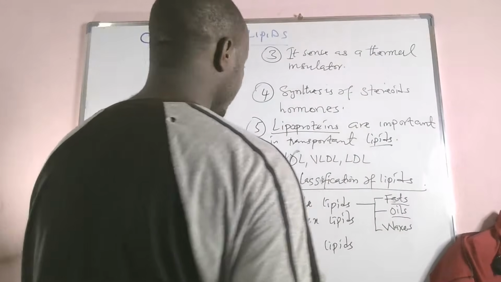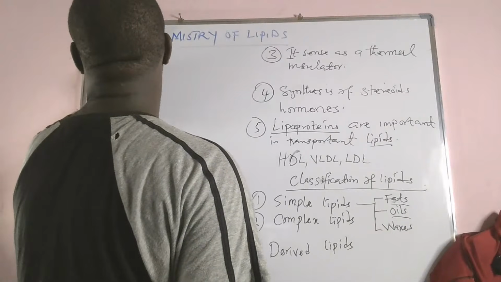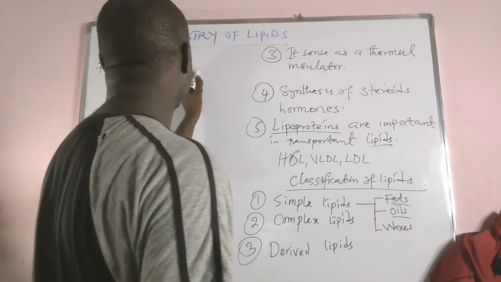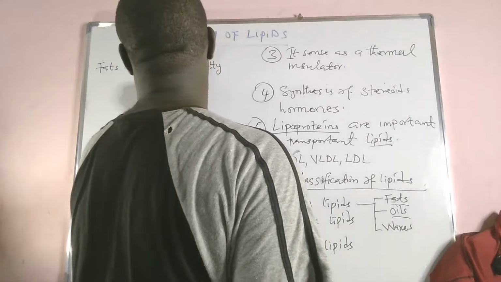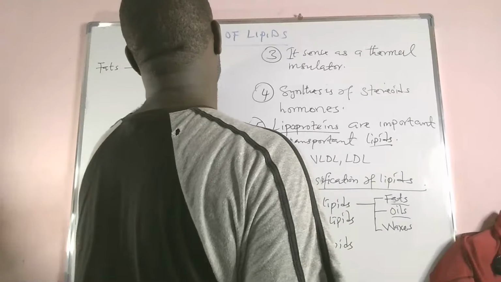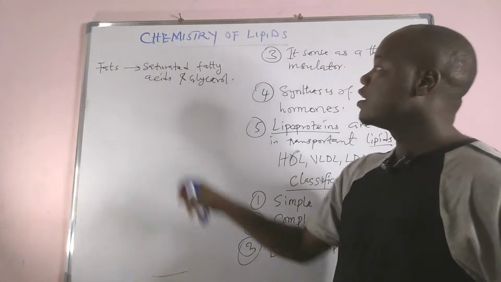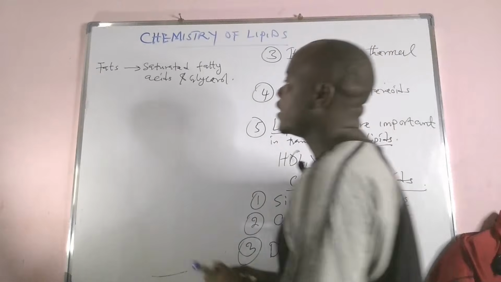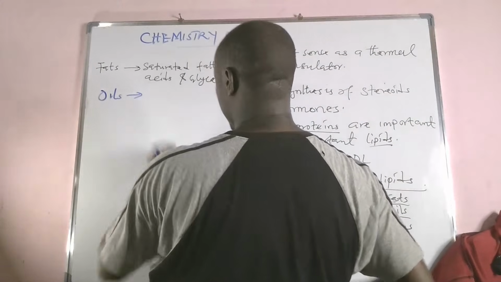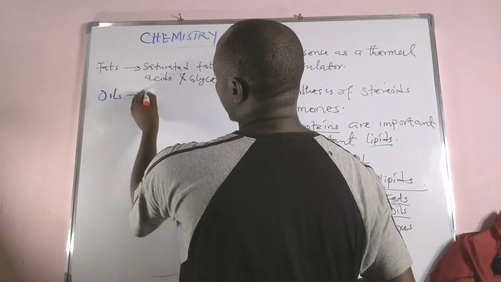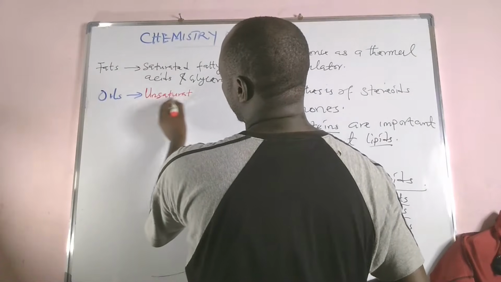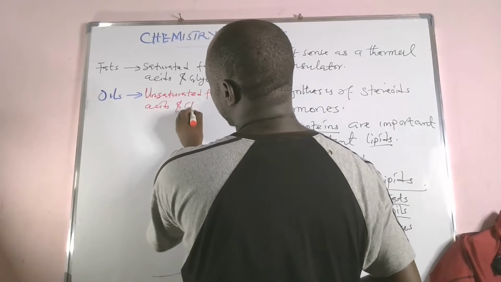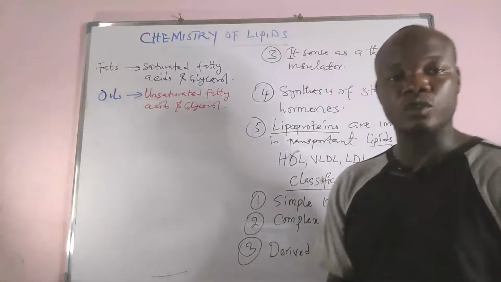Let me show you. Fat is made up of saturated fatty acids and glycerol. So you see, fat is made up of saturated fatty acid and glycerol. And then for the oils, it is made up of unsaturated fatty acids and glycerol. So please know the differences.